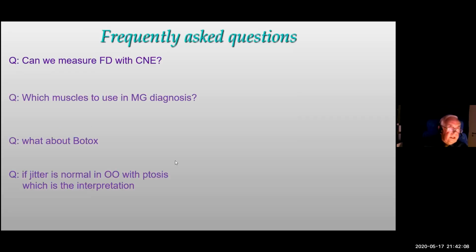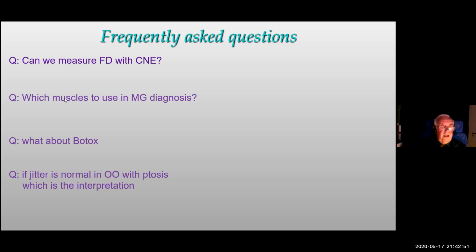Then I think I shall finish with the presentation here before we take questions about some of the questions that come very frequently. Can we measure fiber density with concentric EMG? Some of you that may have read something about single fiber know that fiber density is a way to look at very, very early reinnervation. It's a very good parameter, but we cannot measure that with concentric. With concentric, instead, we take the conventional parameters, duration, amplitude, and so on. So the answer is no.